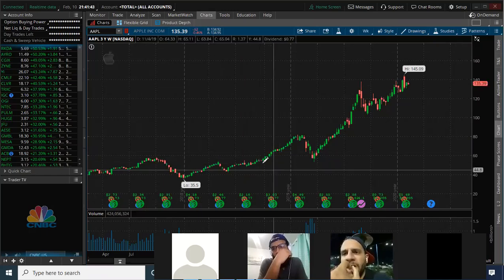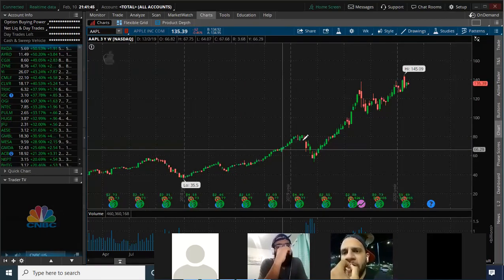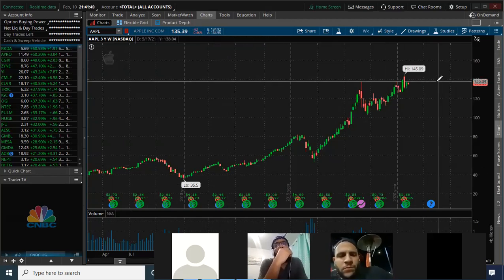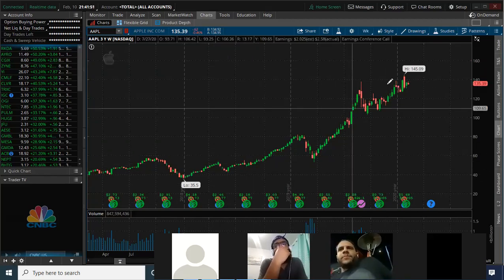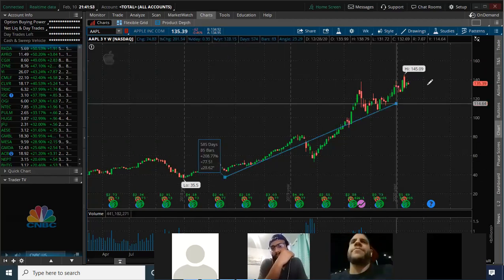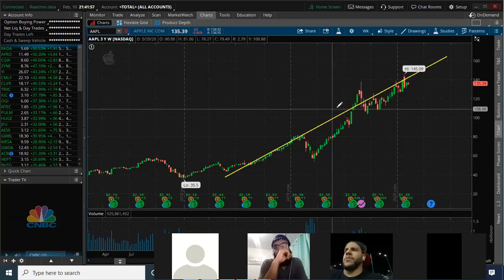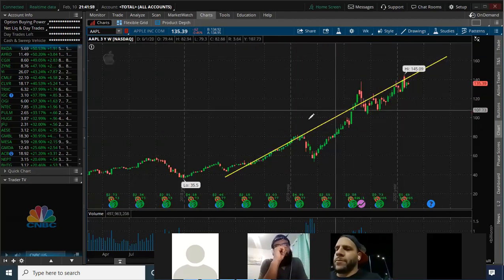So as you can see, Apple is relatively on an upward trend now. So we got the trend on the biggest time frame, which is an upward trend, right? It's basically going like this. And what I drew there is called a trend line. We're gonna get into trend lines later.